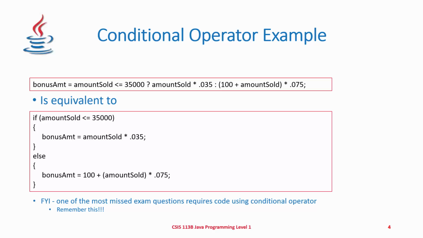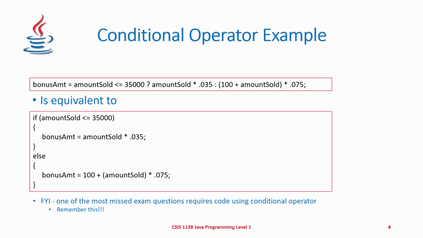So we're assigning to a variable named bonus amount the results of our conditional operator. Here is an example of the conditional operator, also known as the ternary operator, by the way, because it requires 3 operands. We've got a variable named bonus amount, and we're going to assign to it the results of running the conditional operator. So our condition is we're checking to see if amount sold is less than or equal to 35,000.